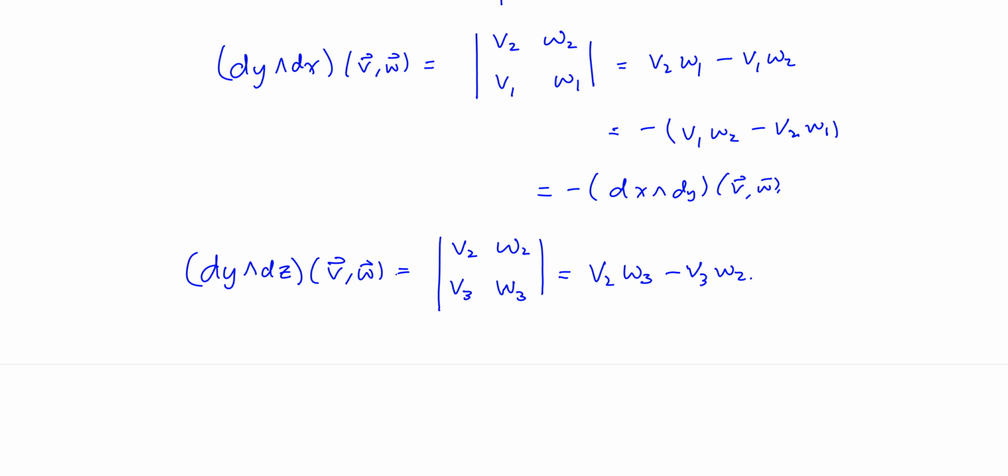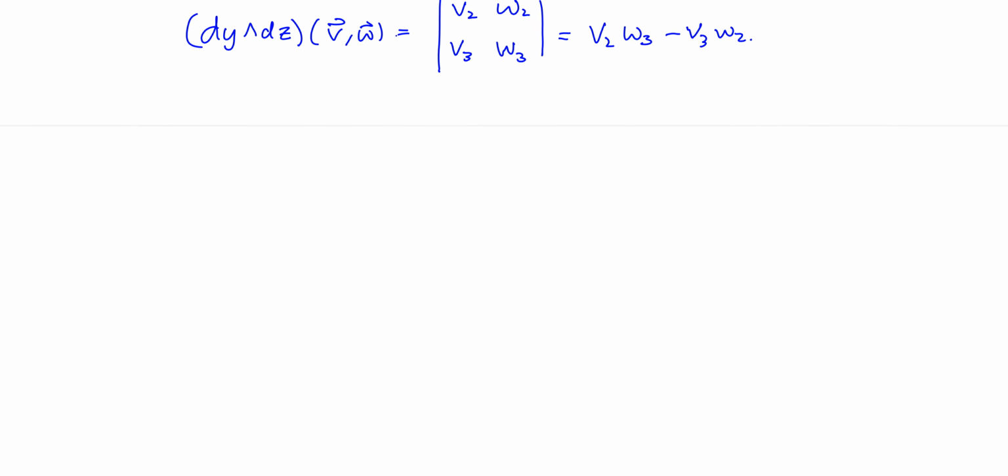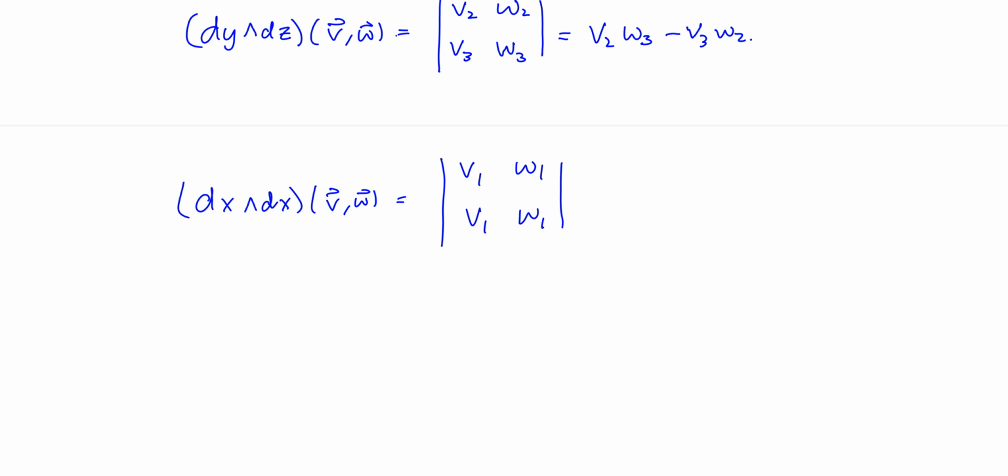So that's how we define these 2 forms. Let's try one more example here. What if we did dx wedge dx of v and w? So this is v1 w1 minus v1 w1, which is 0.